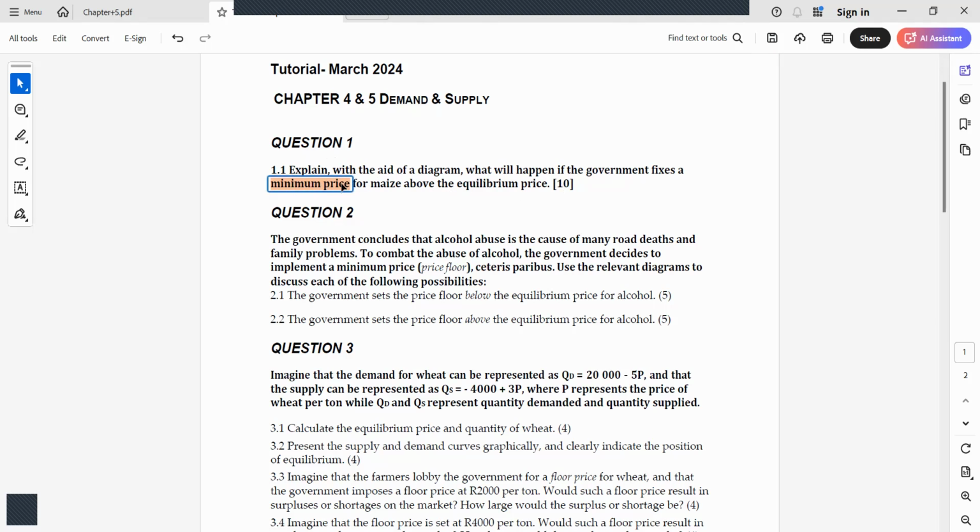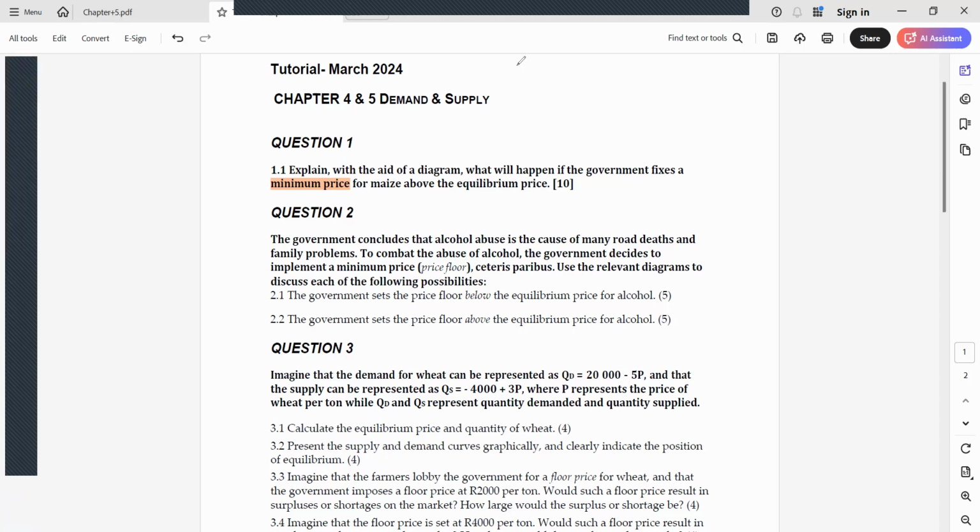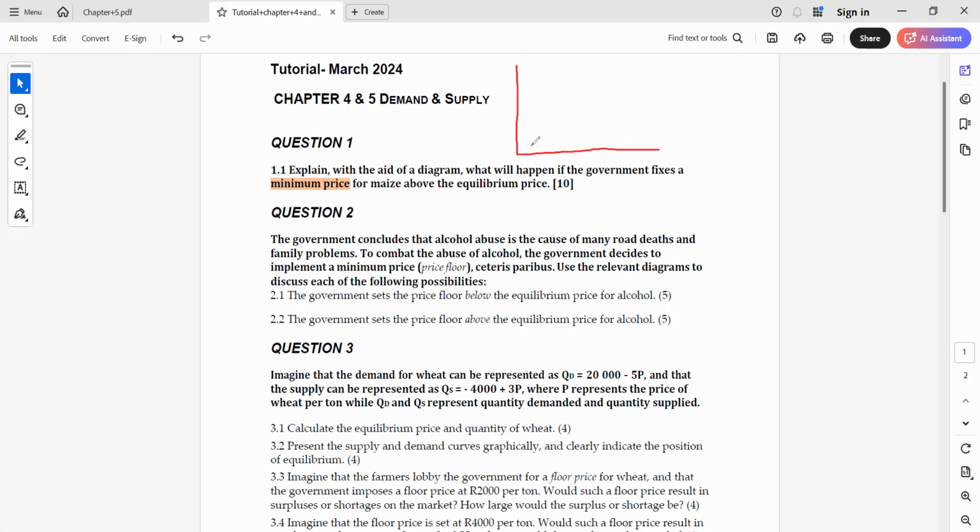I highlighted minimum price here because you probably think, okay, fine, because it's the minimum price, obviously it has to be below the market equilibrium price. You might think that because it's minimum, it has to be below, but that is not the case. Minimum price is above the market equilibrium price.